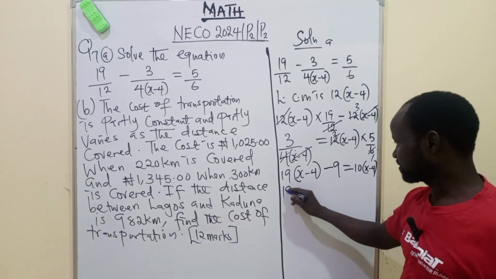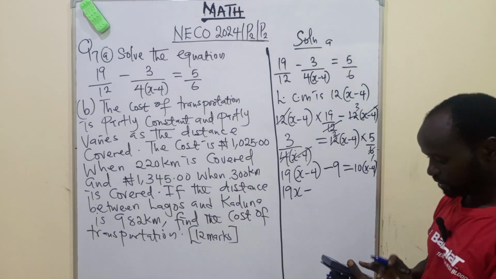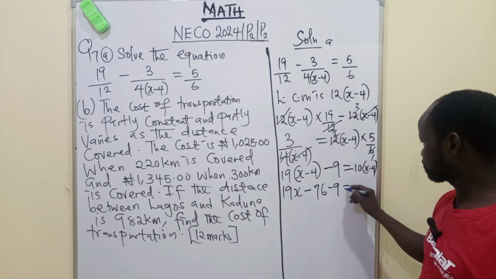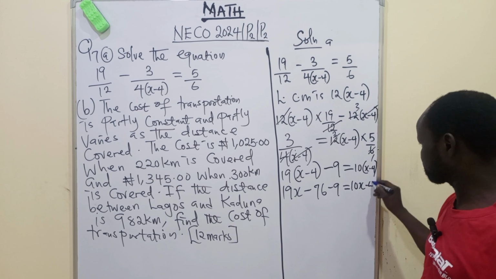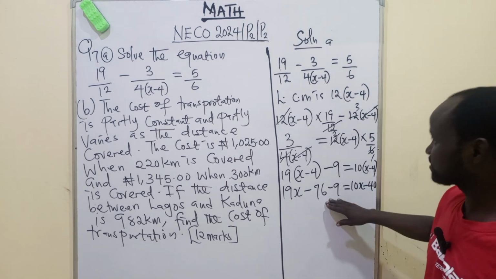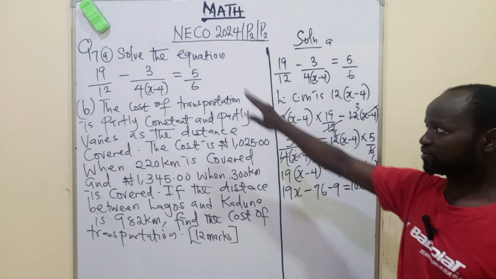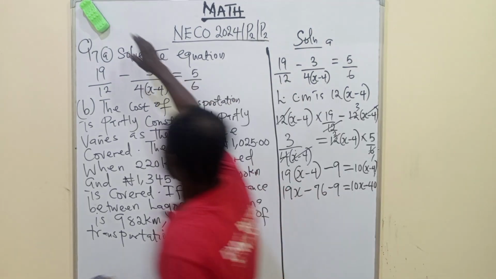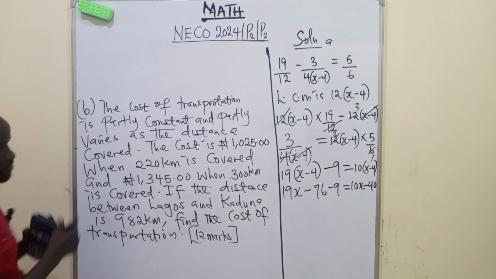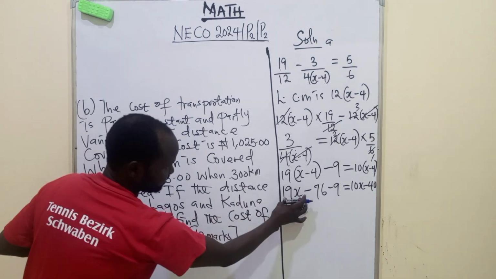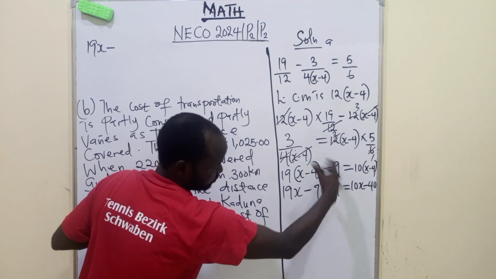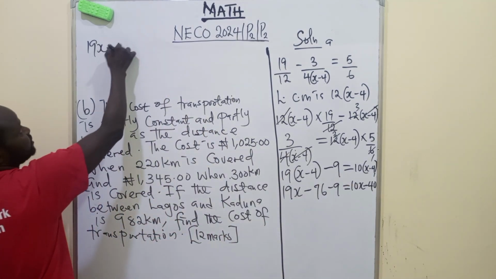19 times x, that will be 19x minus 19 times 4, that will be 76 minus 9. This will be equals to 10x minus 40 because 10 times 4 is 40. So the next thing to do is to collect like terms because solve the equation means solve for x. So we're looking for x. Okay, let's move here to find the value of x. So to do that, we collect like terms. I have 19x on the left. This will be 19x minus I have 10x on the right hand side. When you cross equal sign, it will be minus 10x.